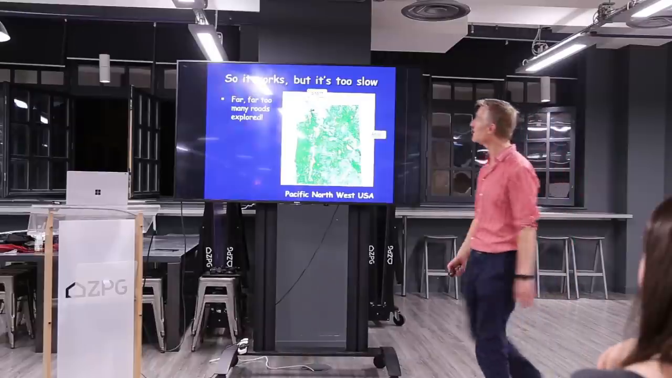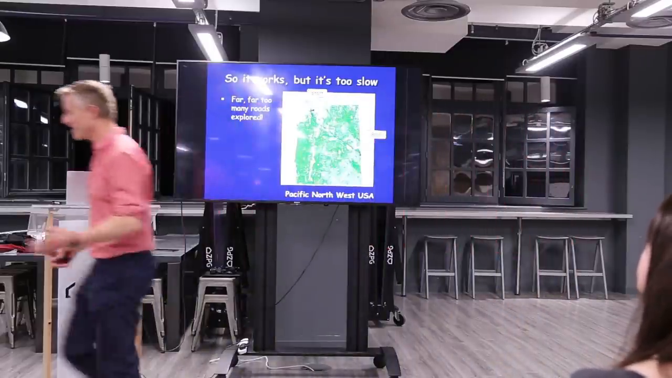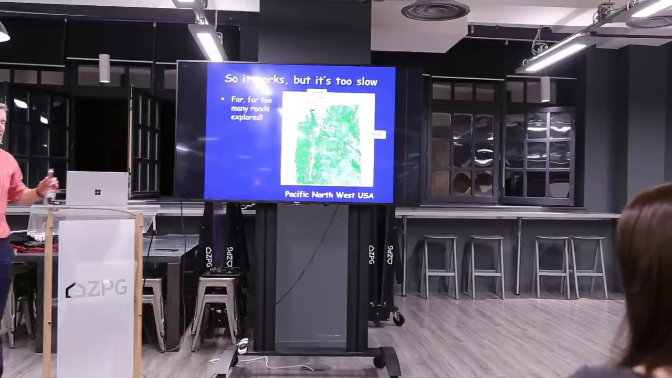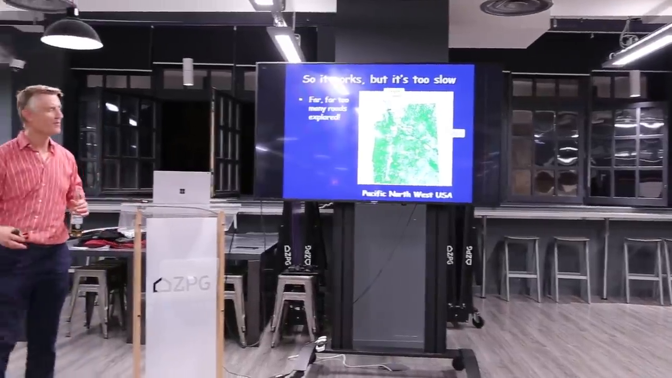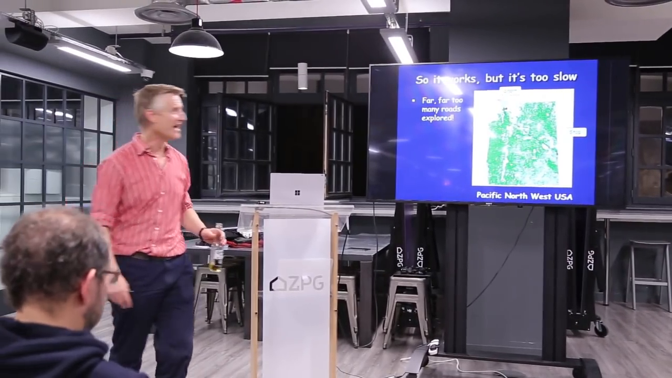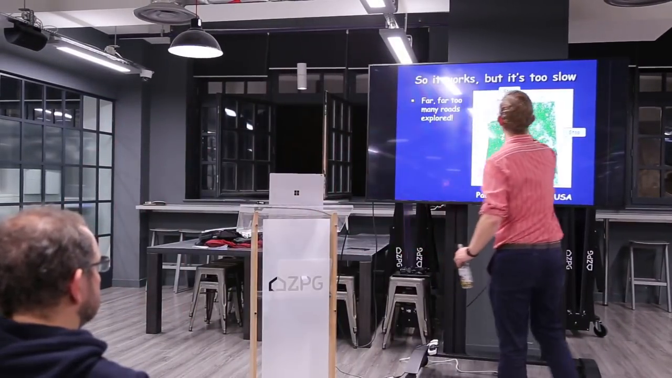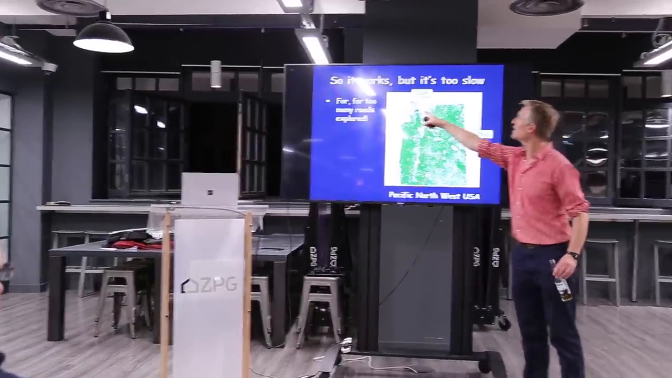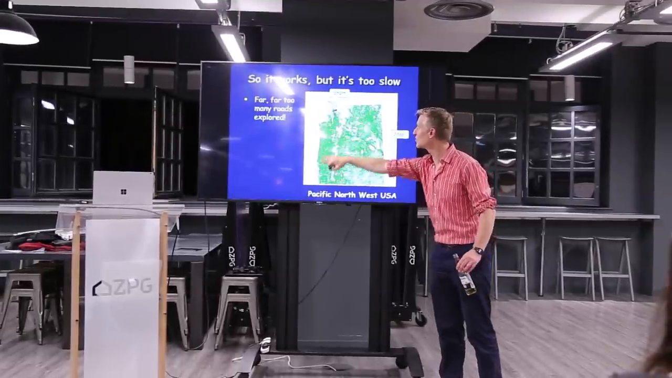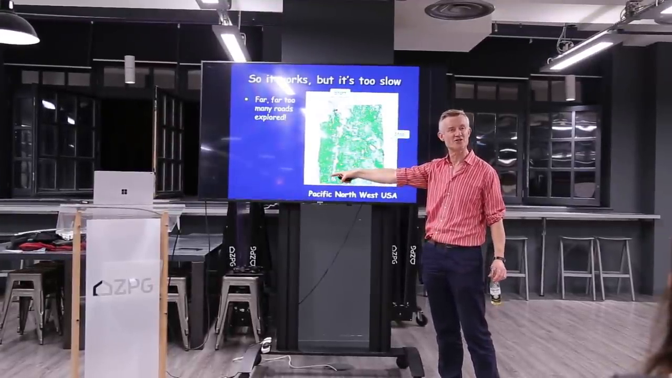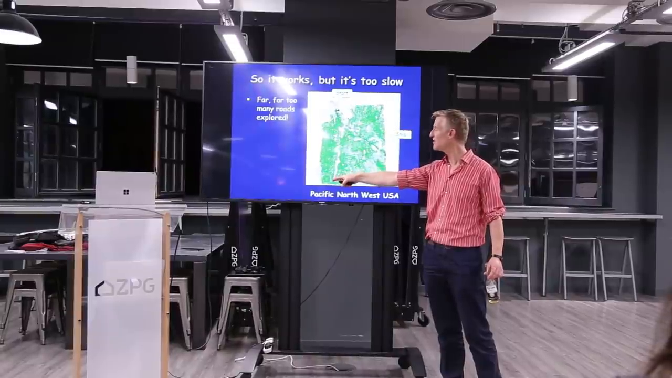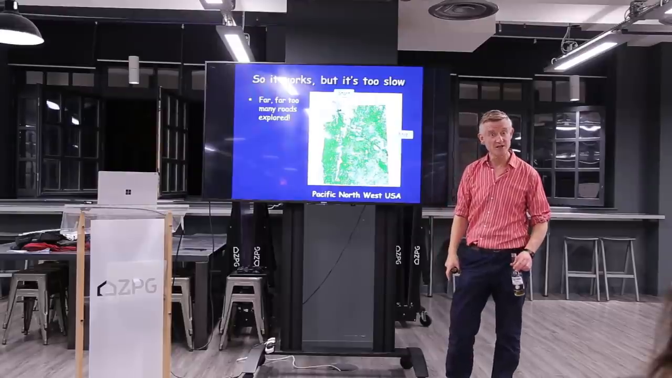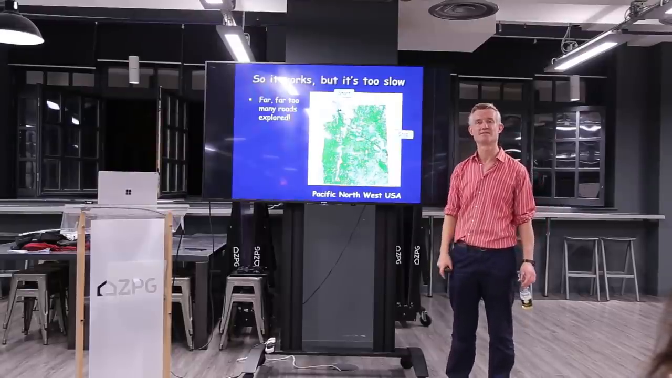So far so good, except that it does work, but it doesn't work very well. It explores far too many roads. Here is a map of the Pacific Northwest. This is sort of Seattle, and this is somewhere down in the middle of the United States. In going from here to here, Dijkstra explored all of these roads down here, and what a ridiculous thing to do. Why would you even think of exploring roads down here? I'm going to explain why it's not as stupid as it looks, but nevertheless, it is stupid.